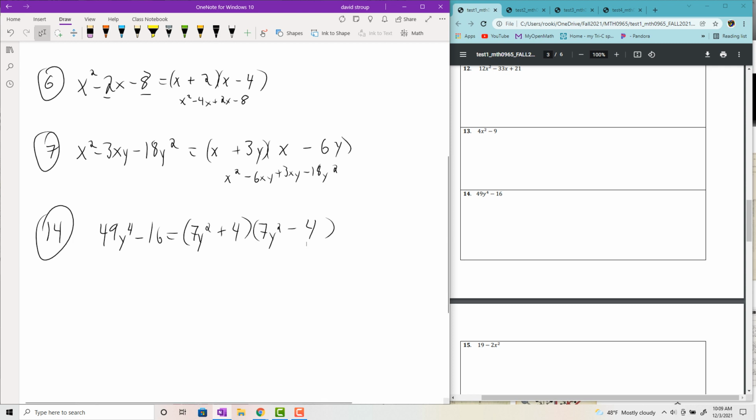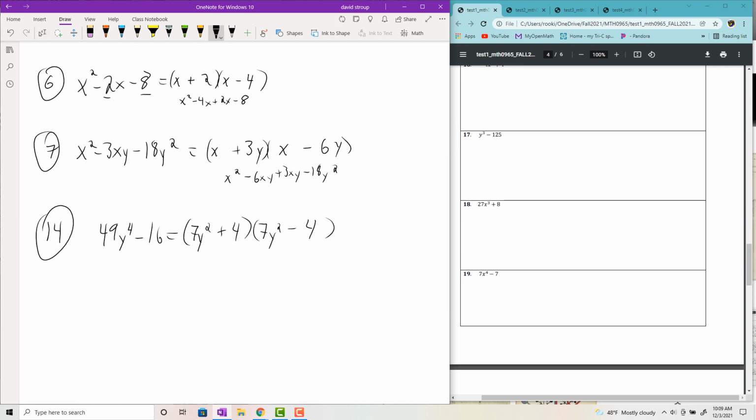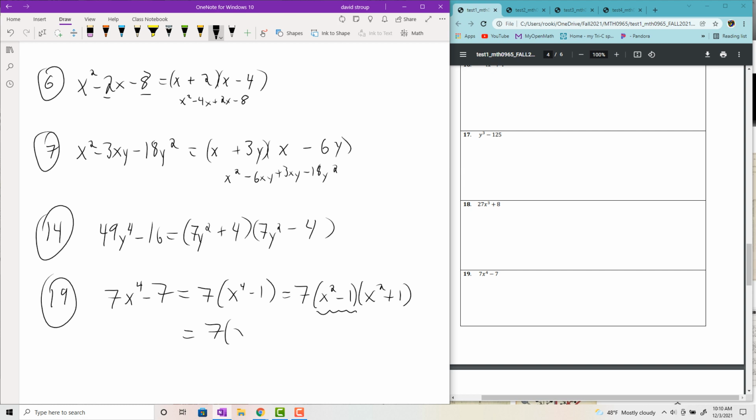Sometimes you can go farther, right? So like number 19, you can keep on factoring. We have 7x to the 4th minus 7. So first you can factor out the GCF of 7. Then you have x to the 4th minus 1. And then you could factor x to the 4th minus 1. That's x squared minus 1 times x squared plus 1. And then you're not even done. You could still factor that. That's the difference of squares. So you got 7 times x minus 1 times x plus 1 times x squared plus 1. And then that's the final answer.